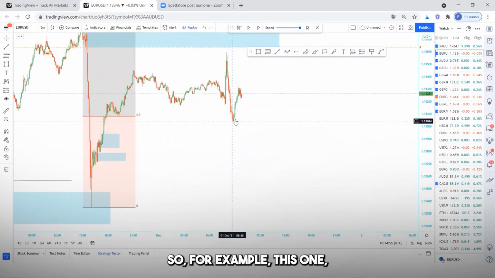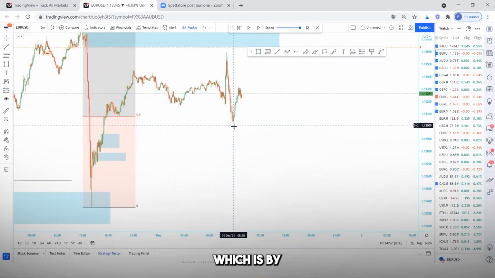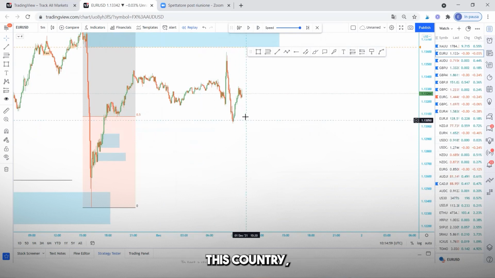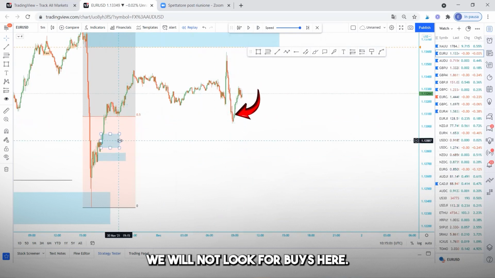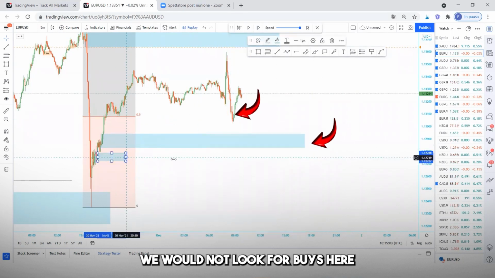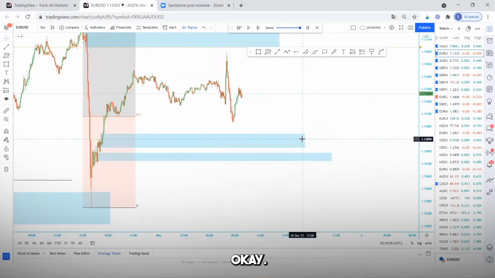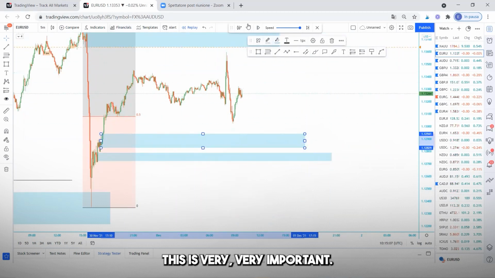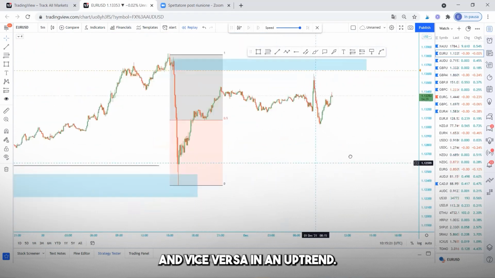So for example, this one, which is the price that is coming back to discount, we will not look for buys here, we will not look for buys here, we will not look for buys here. Okay, this is very, very important. And vice versa in an uptrend.